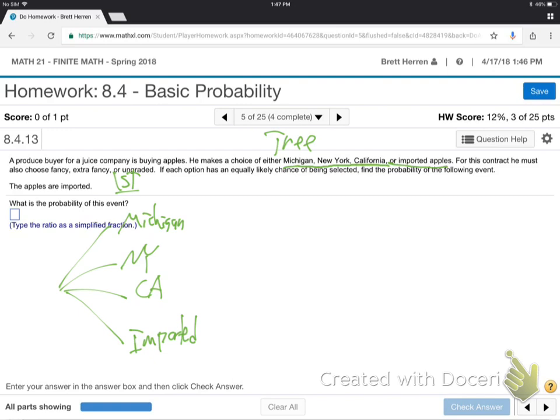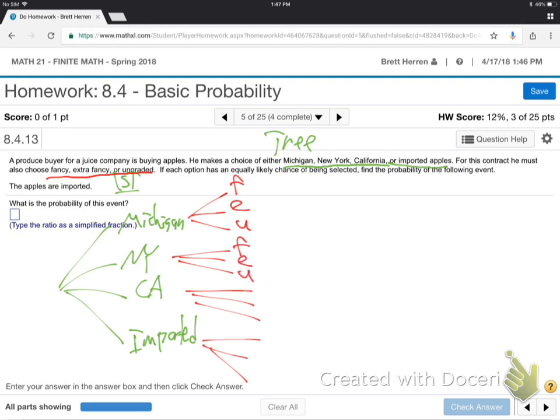The apple comes from one of those four places, and then it has both characteristics. It's also either fancy, extra fancy, or ungraded. So it's 3 options coming off each of these. Does that make sense? Fancy, extra fancy, ungraded. Fancy, extra fancy, ungraded. Fancy, extra fancy, ungraded. See all the possibilities? And then at the end of every branch, what do you have?